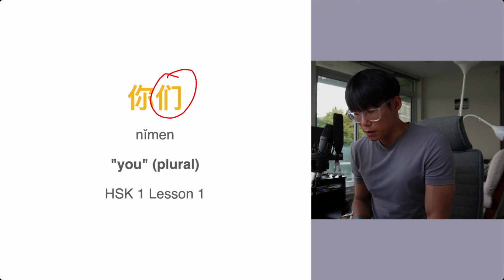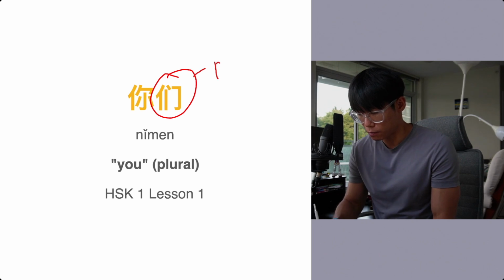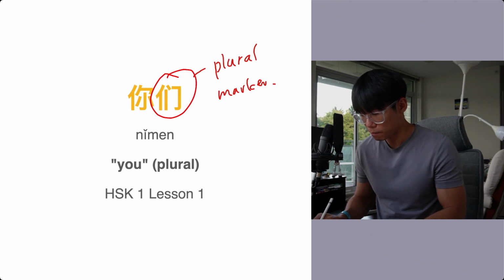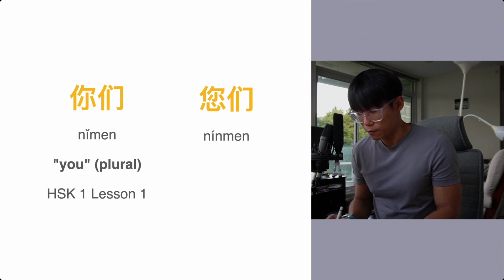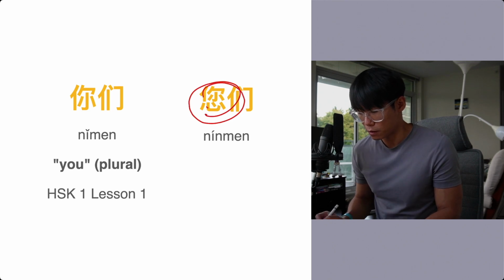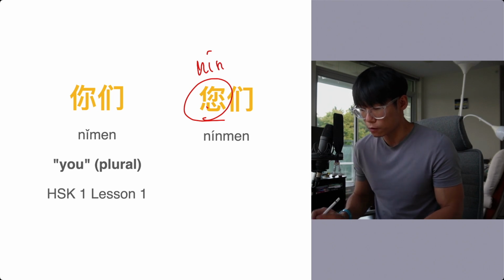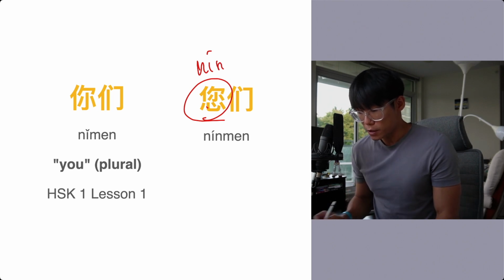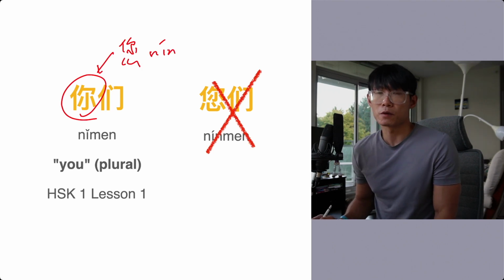And 你们 means you, plural. So this men over here is a plural marker, as you can figure out. Just notice that there is no such thing as 你们 with the formal 您 plus men. You might have learned this pronoun before: 您 is the formal version of 你. The plural 您们 doesn't exist in Chinese. Just remember that. We don't say 您们, we say 你们.